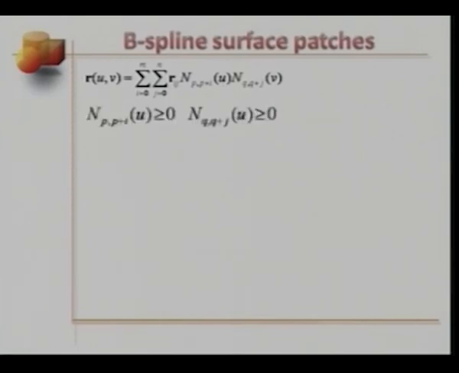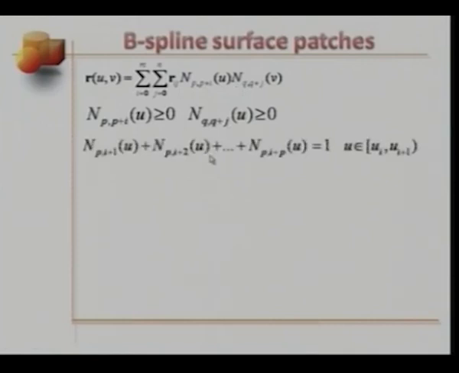Like in the case of Bezier surface patches, we can also argue that this product is now locally barycentric. I emphasize locally barycentric. What do I mean? Each of these individual terms, N_{p,p+i} of U, is equal to or greater than 0. Likewise, N_{q,q+j} of V is equal to or greater than 0. Correspondingly, this product will either be 0 or positive.